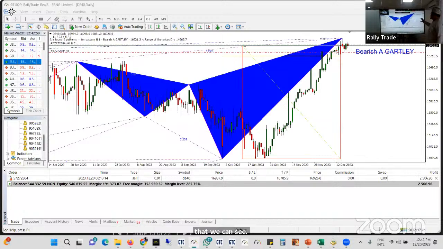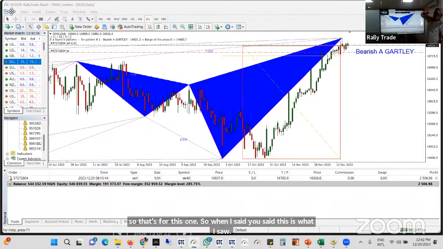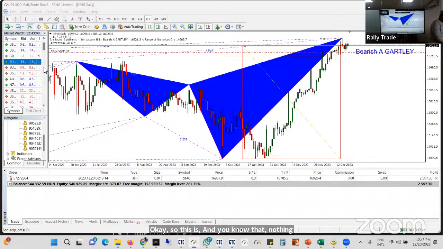So when I said you should sell, this is what I saw. Based on this information, you know that nothing lasts forever. I hope you know. Yes. Even on the US 100, let's look at that US 100.